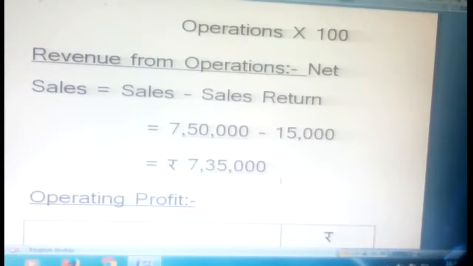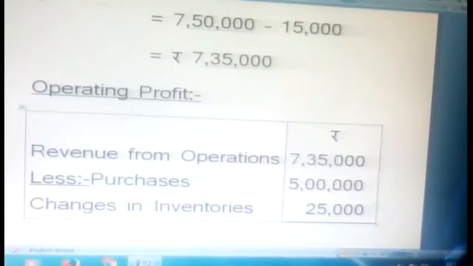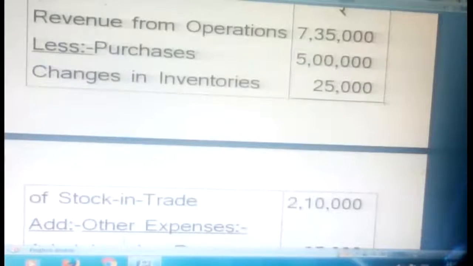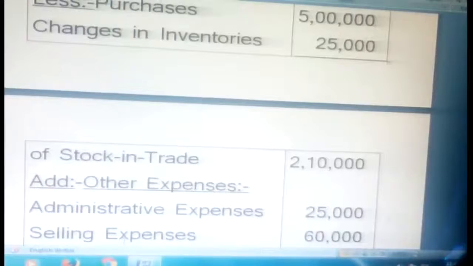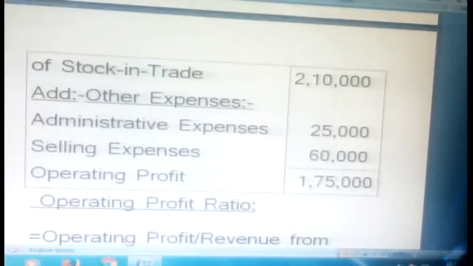Okay, now moving to our operating profit. How to calculate operating profit? As you know, revenue from operations 7,35,000, then less purchases 5 lakhs, then changes in inventories 25,000. Okay. So we get 2,10,000. Then we want to add both administrative and selling expenses, 25,000 and 60,000, 1,75,000 we want to add. We get operating profit. Okay. Add all three together, we get operating profit.